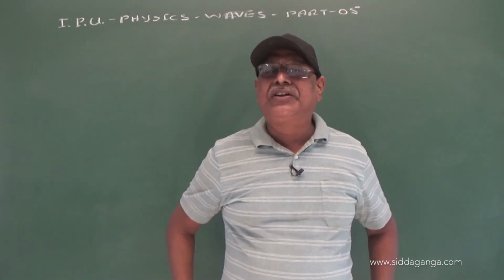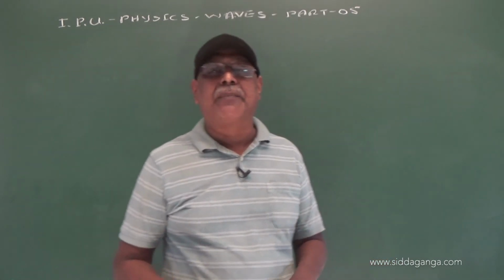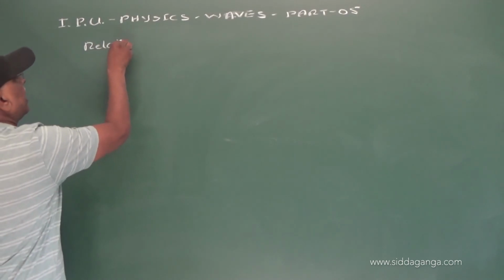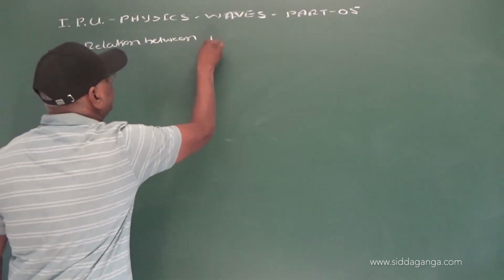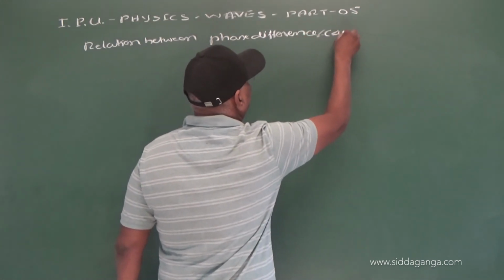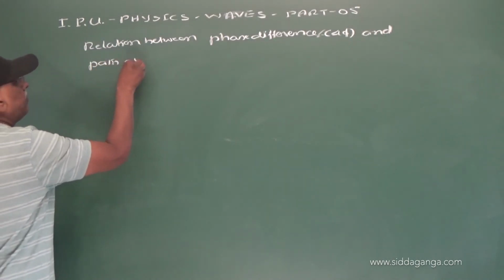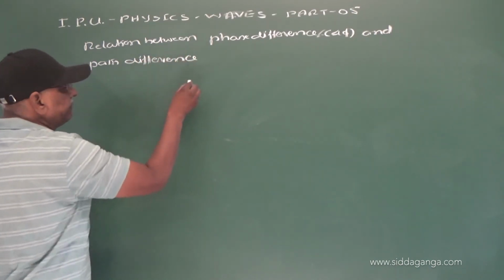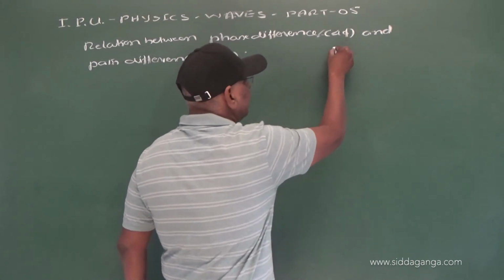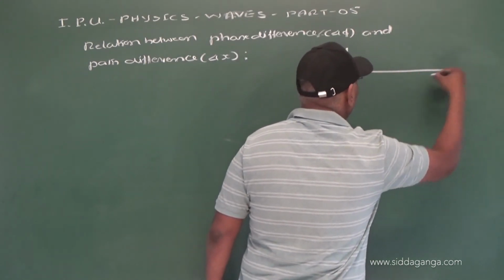Now, let us find the relation between phase difference and path difference of two vibrating particles in a propagating medium due to a progressive wave. Now, the relation between phase difference delta phi and path difference delta x. Again, let us consider a progressive wave propagating through a medium.